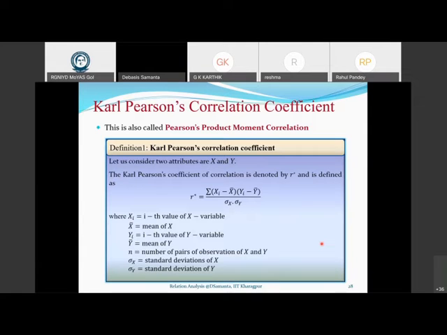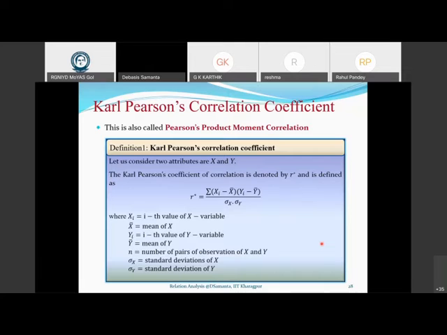So x bar is the average, and sigma x is the standard deviation, which you possibly know. If a set of values is given, the standard deviation is the square root of the summation over all values of i of (xi minus x bar) whole square, divided by n minus 1. This is the formula.